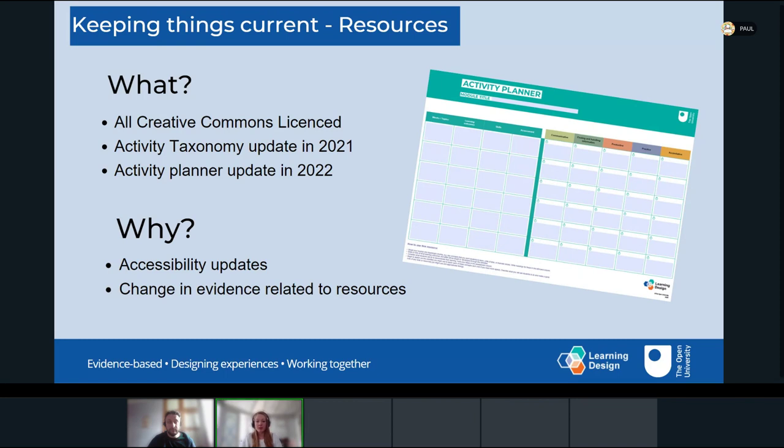Changes to resources can be driven by a range of factors. A specific example of this is when updates to the activity type taxonomy we use drove the need to update resources related to that taxonomy. So, for example, we had to create and upload an updated activity planner as an editable PDF, which we've got a picture of on the screen. And we also had to archive some resources relating to the previous taxonomy.